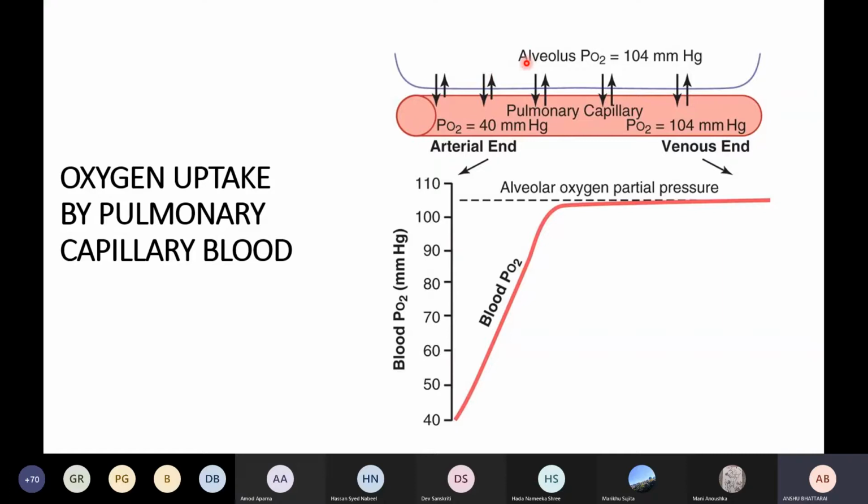So all of you must be aware that the alveolar oxygen partial pressure is approximately 104 millimeter of mercury. Okay, and the pulmonary capillary at the venous end, what is the partial pressure of oxygen?